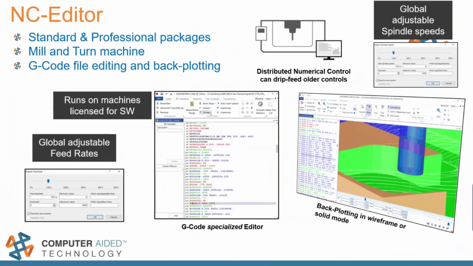What else we can do is we can also backplot, and then it'll run through the G code and give us a sanity check to make sure that everything's working and it's kicking out G code the way that we want it to. Okay.